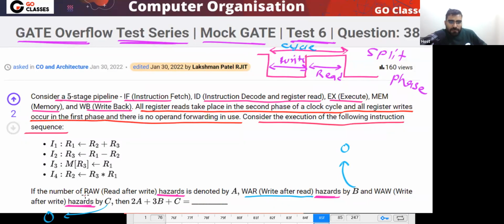Tell me one more thing. We need to find the RAW hazard. So for that, what will we do? When you are finding RAW hazards, very simple, just do the normal execution. C1, then 2, then 3, then 4, then 5, 6, 7, 8, 9, and so on. Just do the normal execution.